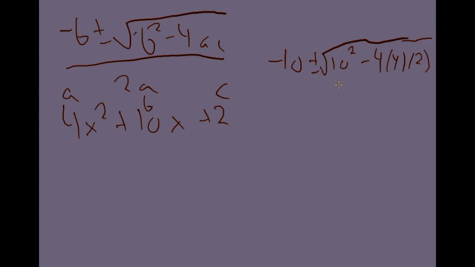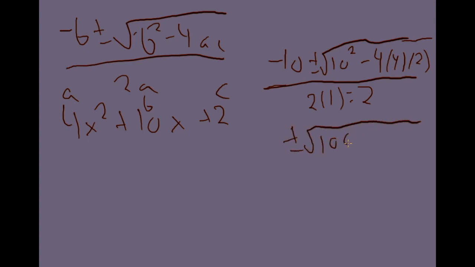Now, all over 2 times 1, which equals 2. All right, now let's first do the square root. So minus the square root of 100 minus 4 times 4 is negative 16 times 2 equals negative 32. So minus 32 over, and then negative 10 stays the same, and we're going to have over 2.